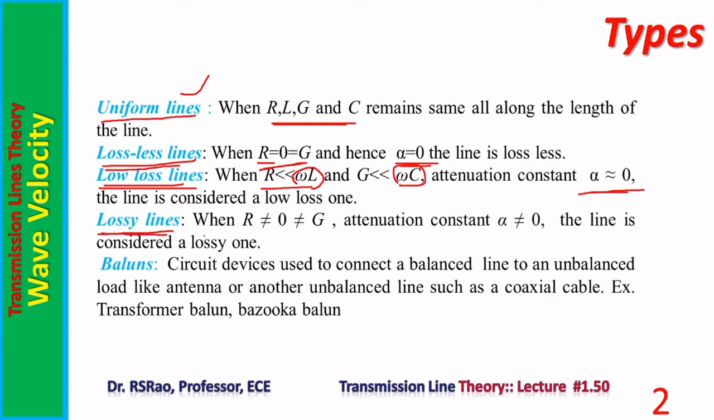Lossy lines: when R is not 0, G also not 0, then the line is called a lossy line. For these lines, attenuation constant is not 0.